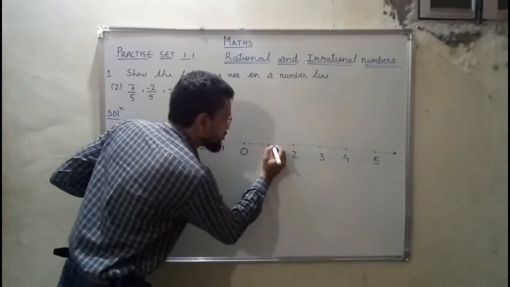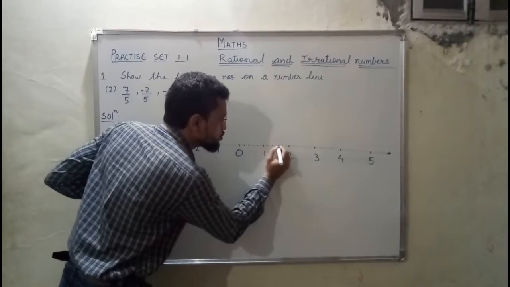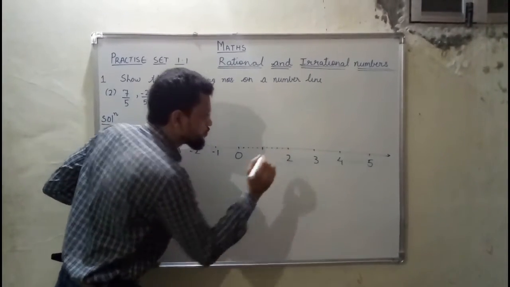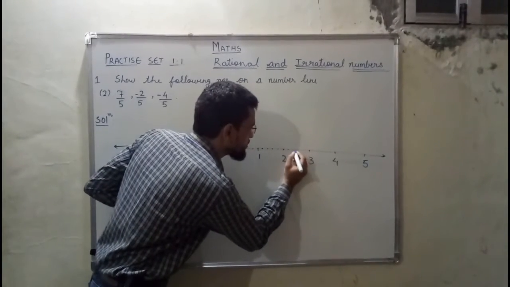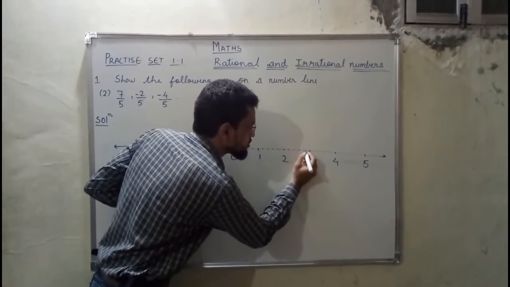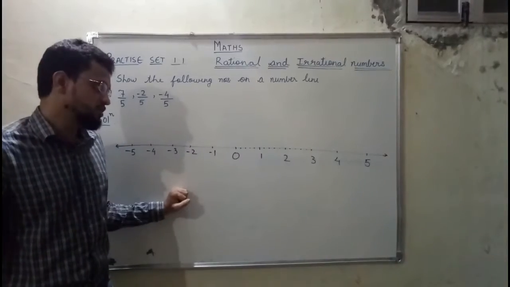From 1 to 2, 1, 2, 3, 4 and 5. From 2 to 3, 1, 2, 3, 4 and 5.